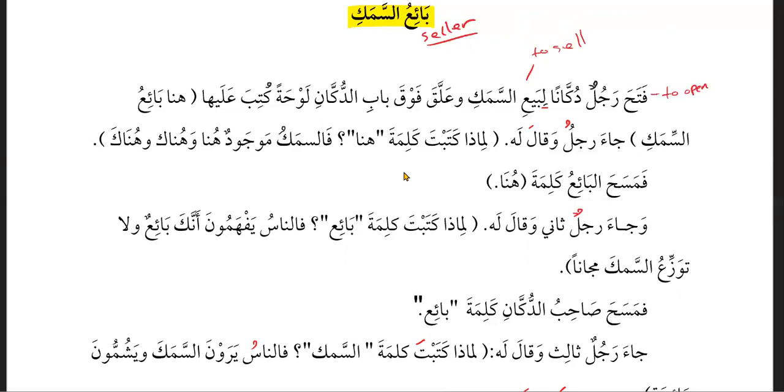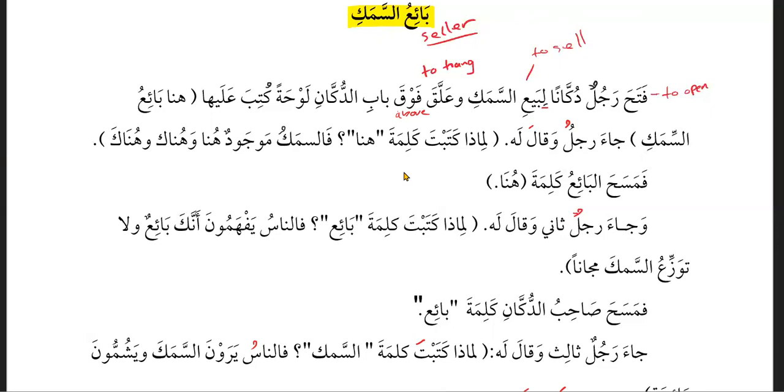وعلق. علق. سورة علق. ولا تذروها كالمعلقة. علق is the past tense. It means to hang. And he hung. فوق باب الدكان. What does فوق mean? فوق, تحت. Above. So he hung above باب الدكان.